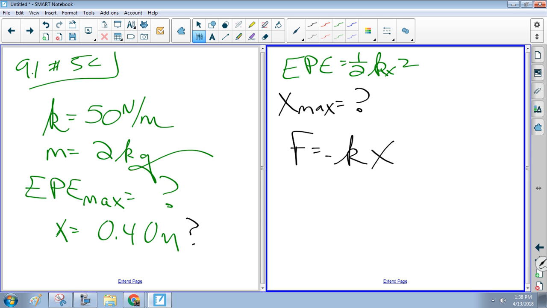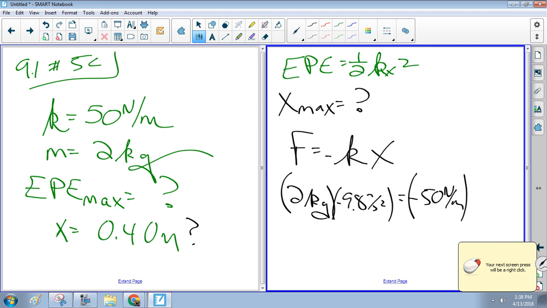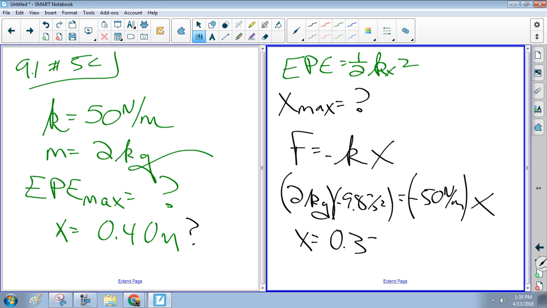So for us, right now, the spring is exerting enough force to support the 2 kilograms, right? So that's 2 times 9.8 equals negative 50 newtons per meter times x. Follow? So what that's going to tell me is how far the 2 kilograms is stretching the spring from this relaxed state. Okay? And if you solve it, you get 0.392 meters.